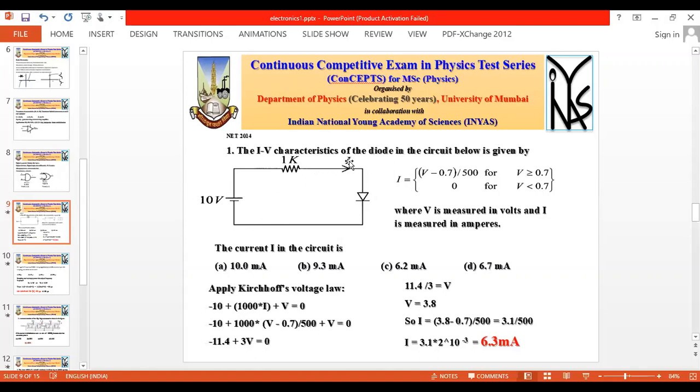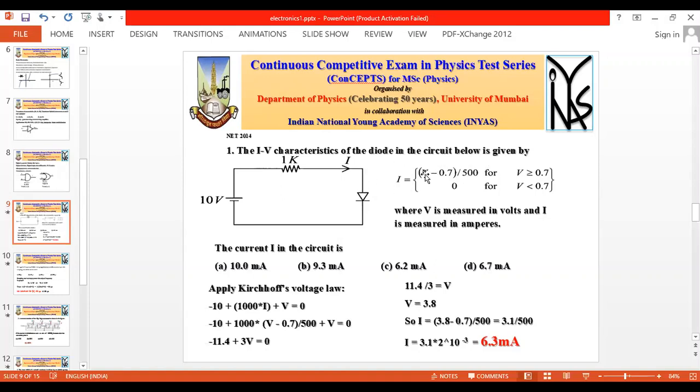We do not have the current values and the voltage across the Zener diode, right? It is like a potential divider. Some voltage will appear across the resistor and some voltage will be across the diode, which is unknown to us. So we do not know how much current is flowing, though it is given by this (V minus 0.7) upon 500.